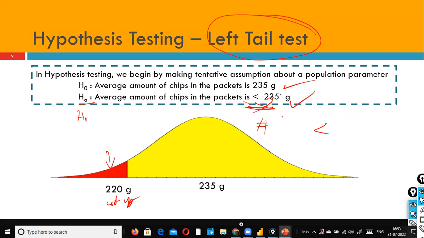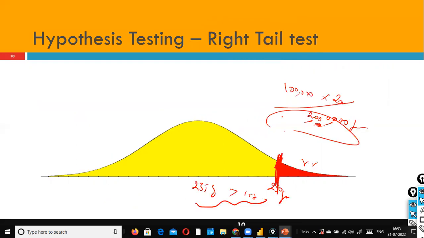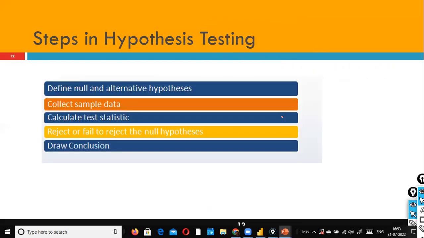Sometimes the quality inspector wants to make sure that it should not fill more than what we promised, from the revenue point of view.